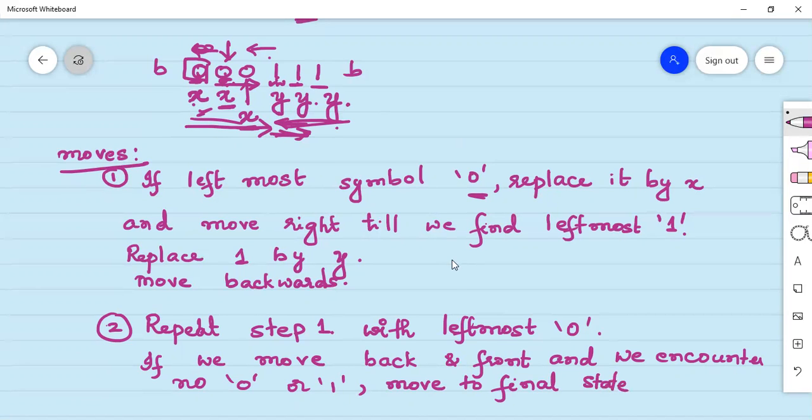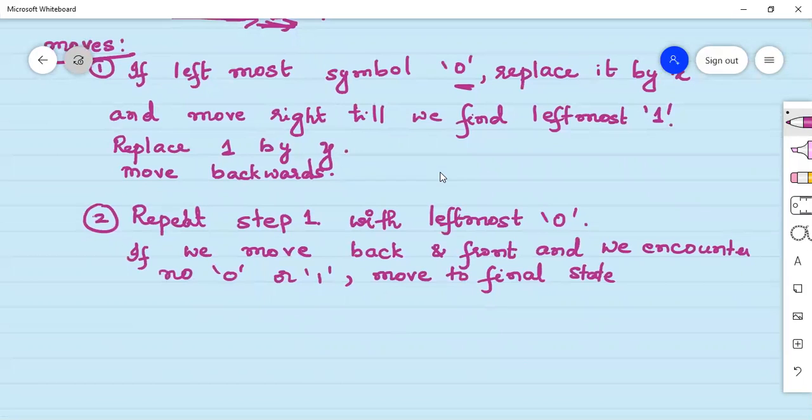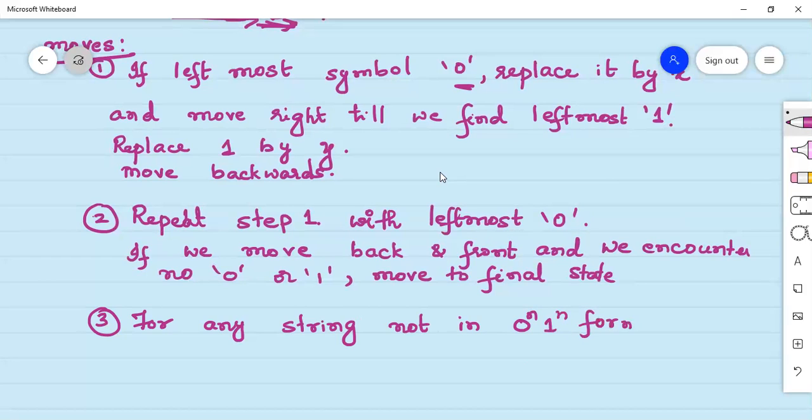Now, if there were an unequal number of zeros and ones, then when we are moving forward and backwards, we'll find either a 0 but no 1, or a 1 but no 0. Something like that will happen. So for any string not in the form of equal number of zeros followed by equal number of ones, the state has to be non-final. That means it should not be accepted.